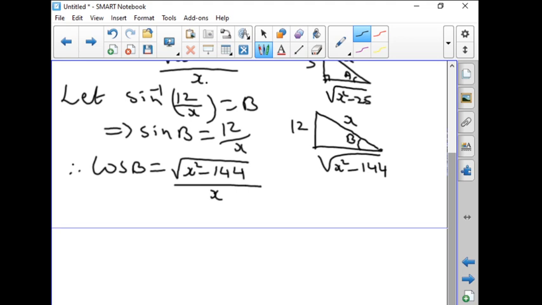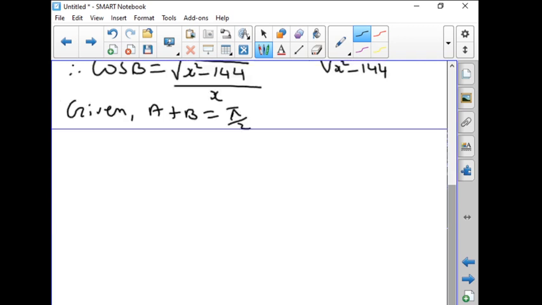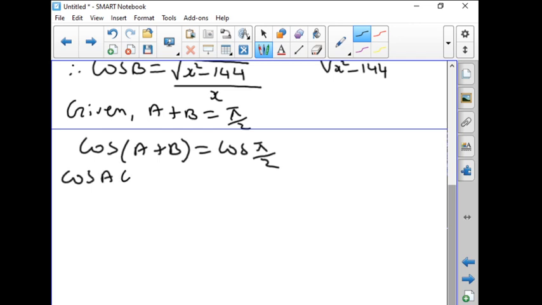Now, given A plus B is equal to pi by 2. Both the sides we will take cos. So, what do you get? Cos of A plus B is equal to cos pi by 2. What is the cos A plus B formula? Cos A cos B minus sin A sin B, and cos pi by 2 is equal to 0. Now substitute these values.